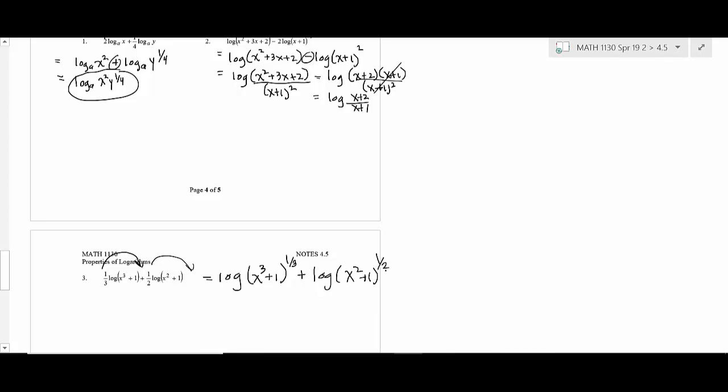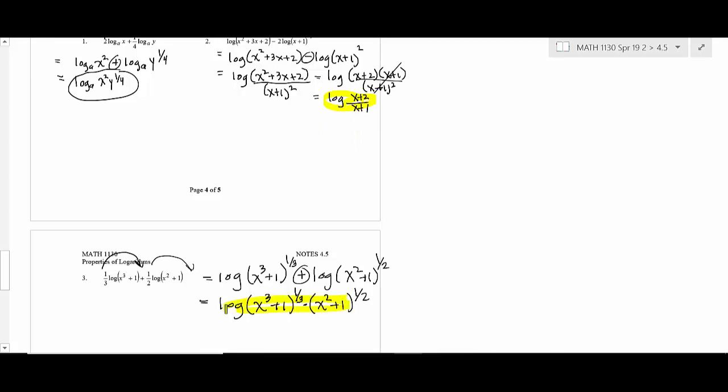And then if you have a sum, you write it as a product. Because that's a sum, you would write this as log of (x to the third plus 1) to the 1/3 times (x squared plus 1) to the 1/2. And you don't have to change those to square roots or anything. That would be an appropriate answer to that problem.